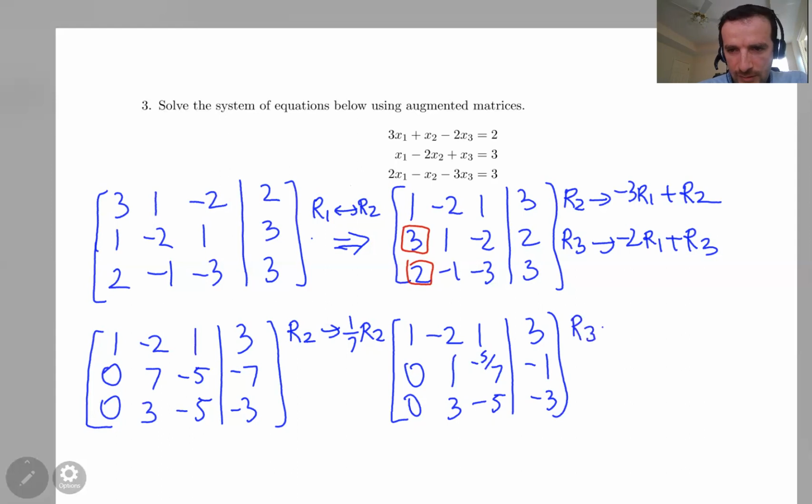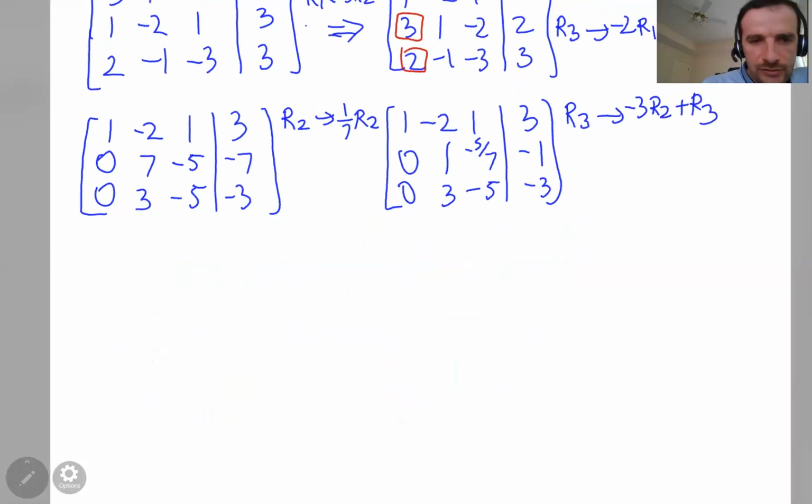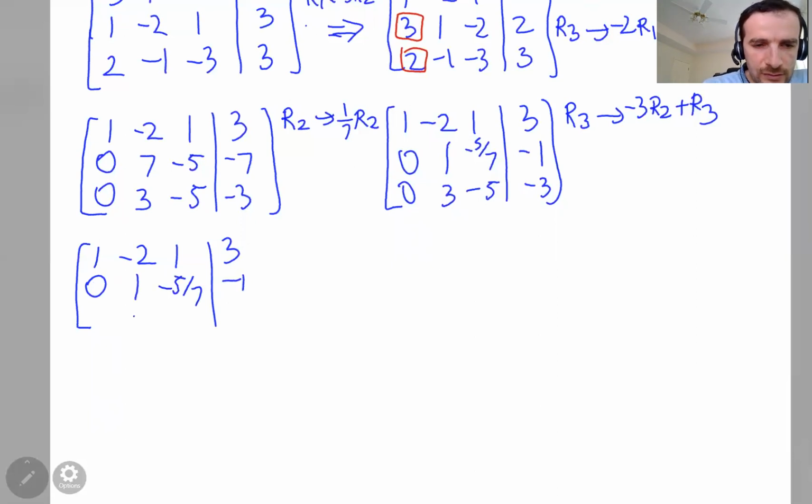So row 3 will be the second row times -3, that is -3 row 2, added to the third row. I don't do anything for the first 2 rows. This will be 0, right? And -3 times -5/7 is 15/7. Then 15/7 plus -5.